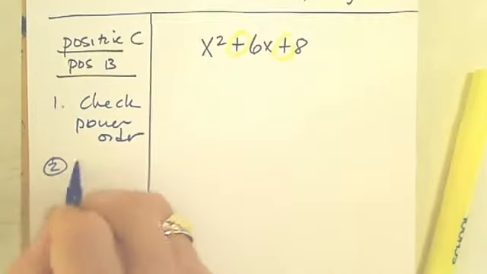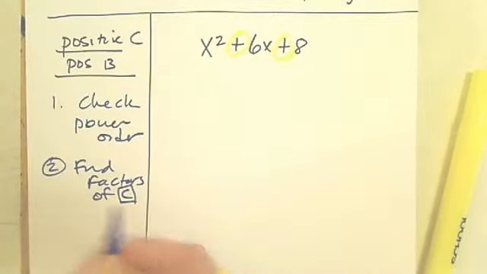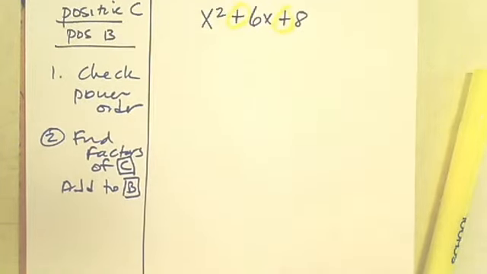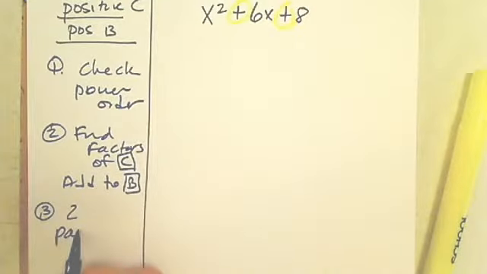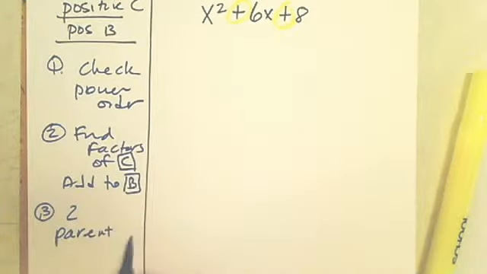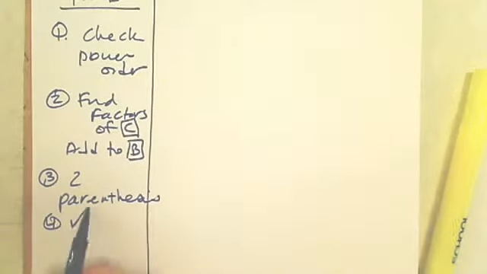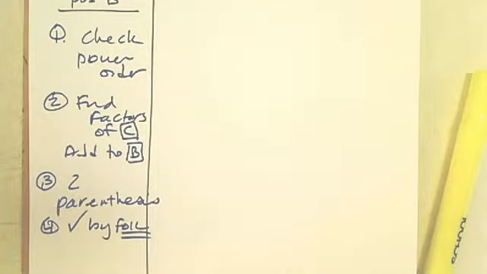Alright. Find the factors of C that add to B. Positive B and positive C. After we do that, we make two parentheses. And then you check by FOIL. When I say check by FOIL, just do a mental FOIL.